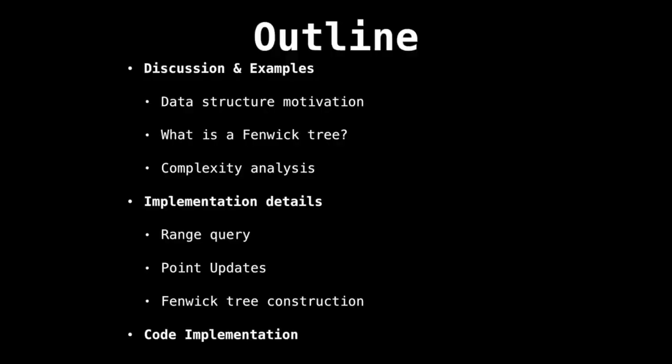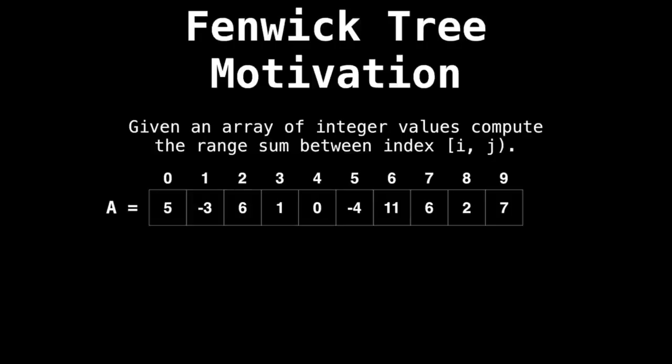So we'll go over some motivation, why this data structure exists, analyze its time complexity, and then go into some implementation details. So in this video we'll get to the range query, and in later videos how to do point updates and how to construct the Fenwick tree in linear time. You can also do things like range updates, but I'm not going to be covering that in this series, at least not yet. Okay, so what is the motivation behind the Fenwick tree?